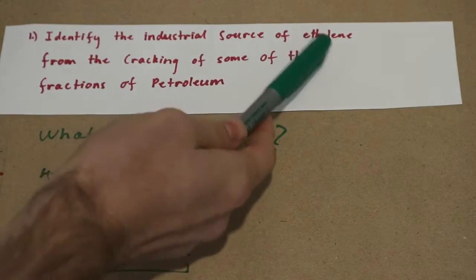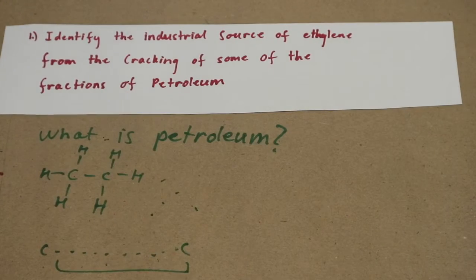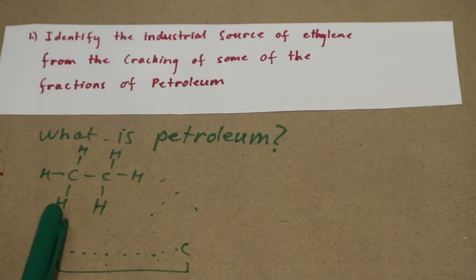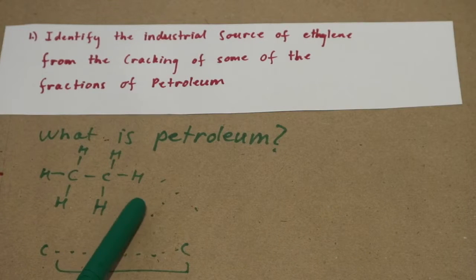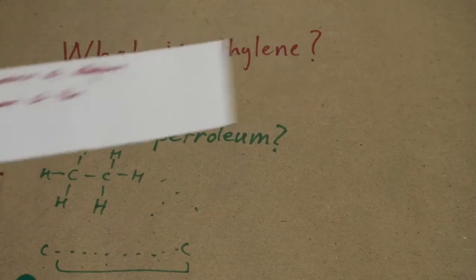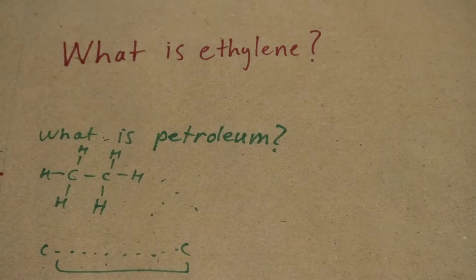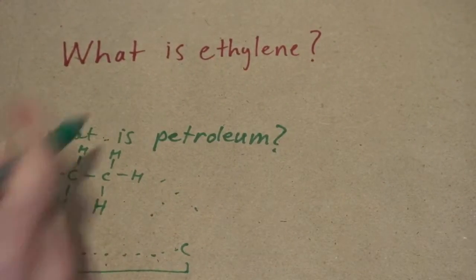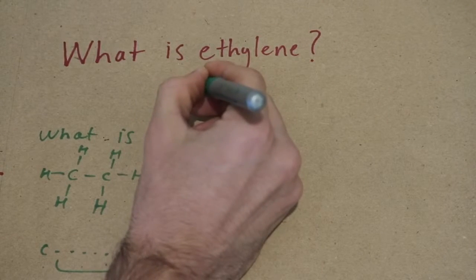Now, we are concerned in this dot point with ethylene, also known as ethene. So those are two common names. Ethene is the proper name and ethylene is its common name. So now that we understand a little bit more about what petroleum is, that it's just a mixture of all these different hydrocarbons, we want to figure out what ethylene actually is. So ethylene looks like this. It's pretty similar to ethane, except we've got a double bond in the middle.